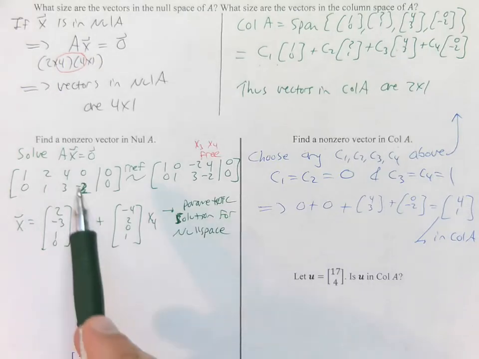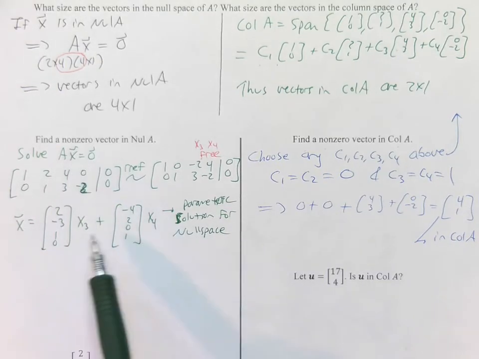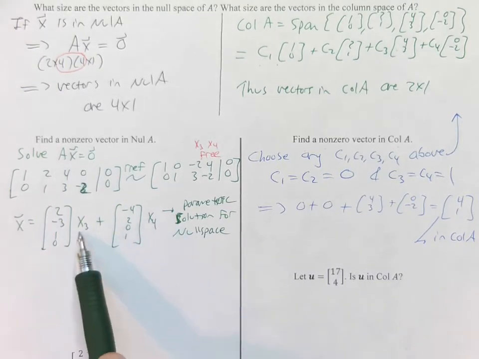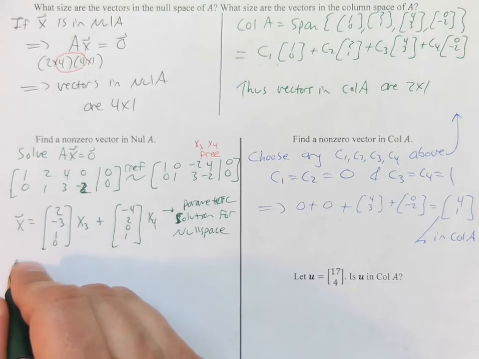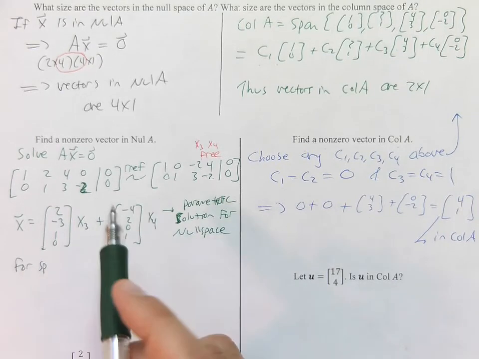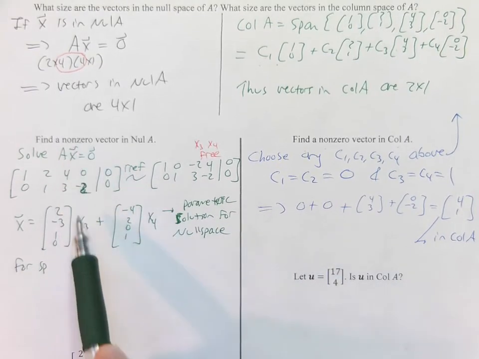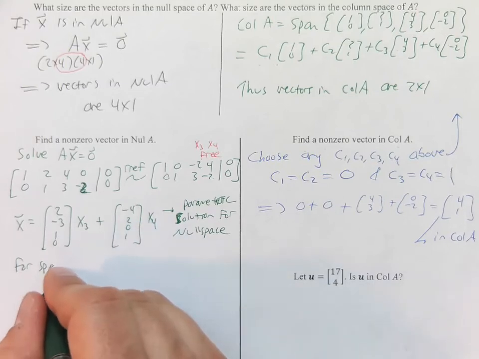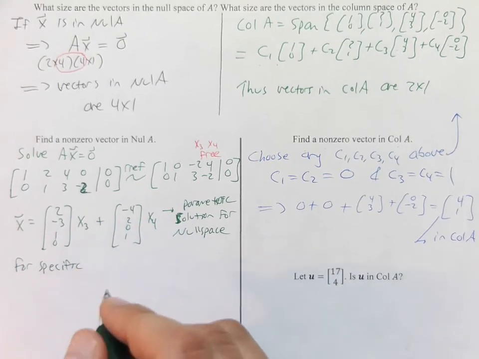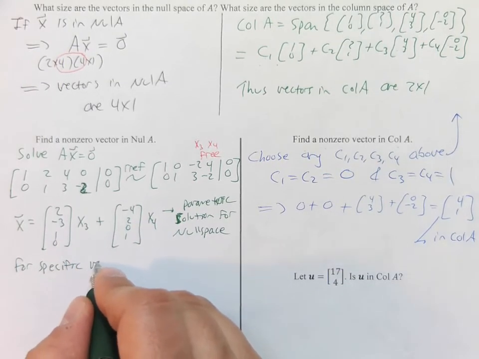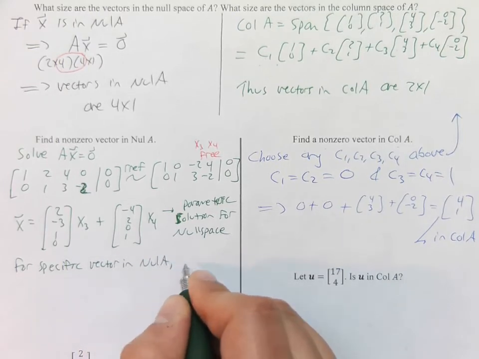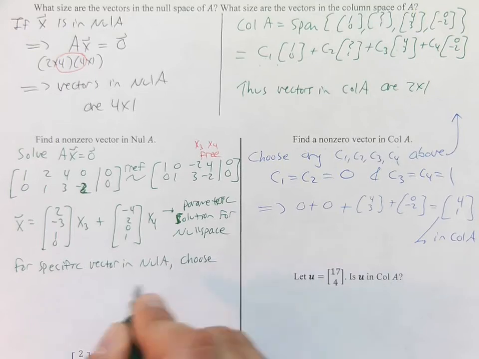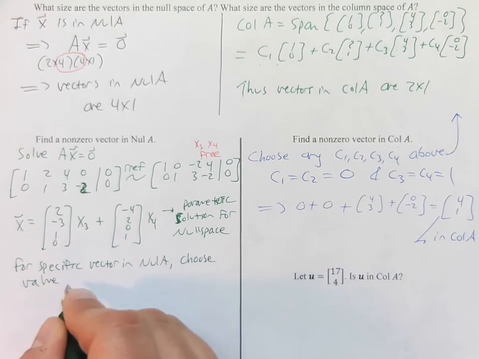All right, so we solved Ax equals 0. This is our solution. It's got the free variables, and so you can pick any values for the free variables, and that'll be a specific solution. And for a specific solution, because the question is find a non-zero vector, we need to pick some numbers to get one. So for a specific solution in the null space, simply choose values for x3 and x4.